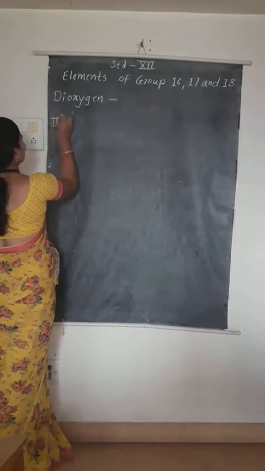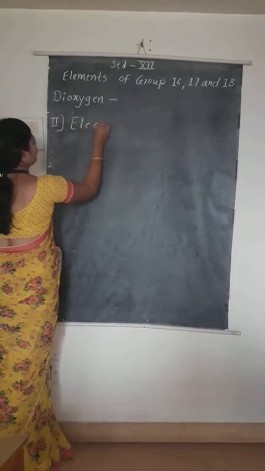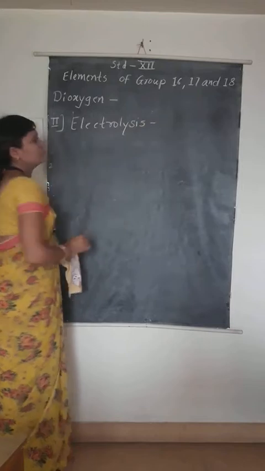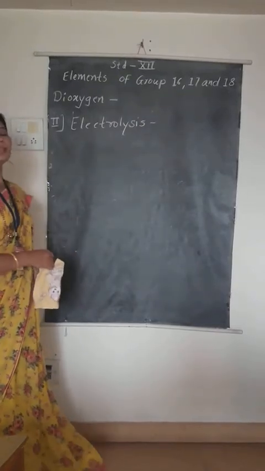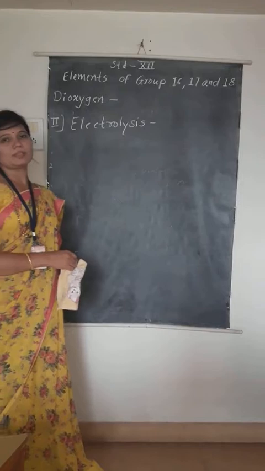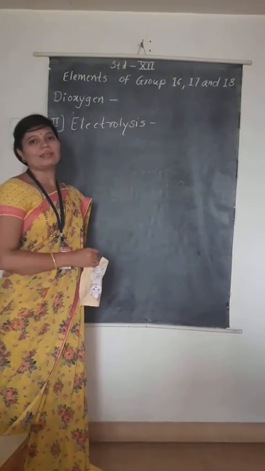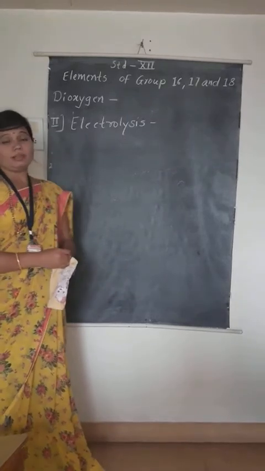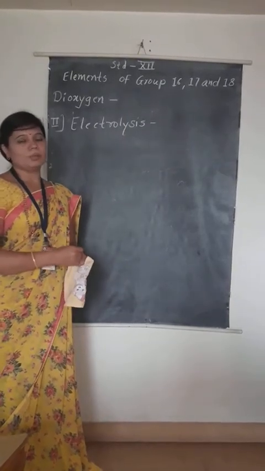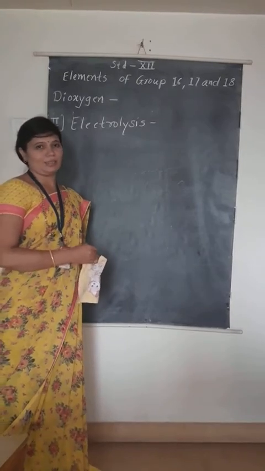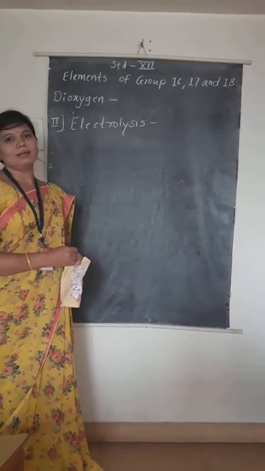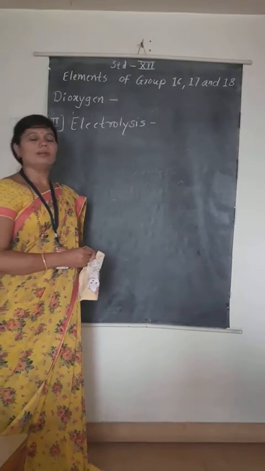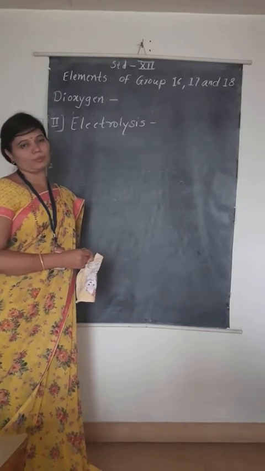Second method, electrolysis. First we will see what is meant by electrolysis. The decomposition of any chemical substance by using electric current is called electrolysis. So see, student, when water containing a small amount of acid or alkali is electrolyzed by passing electric current, then during this process, oxygen is liberated at anode and hydrogen is liberated at cathode.